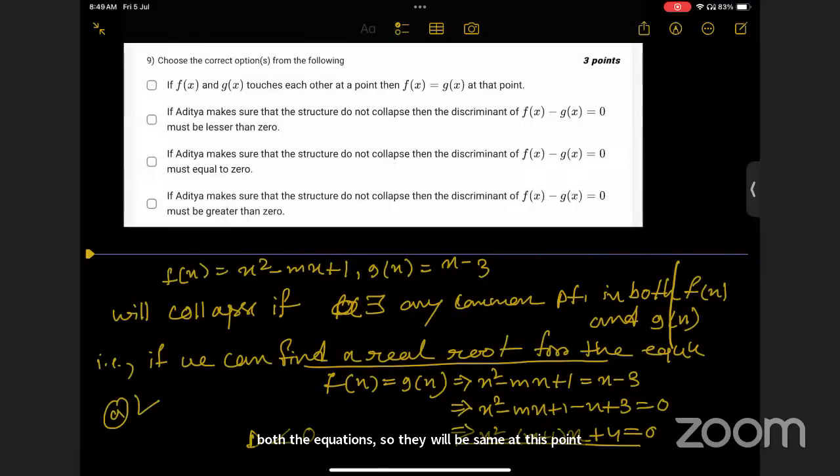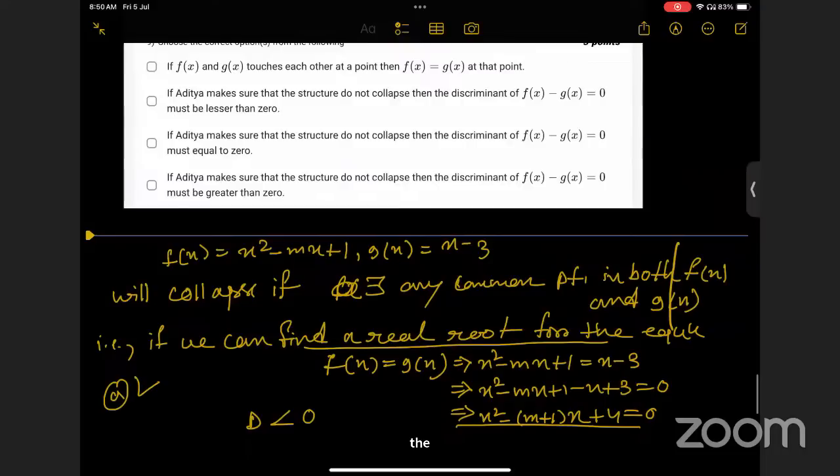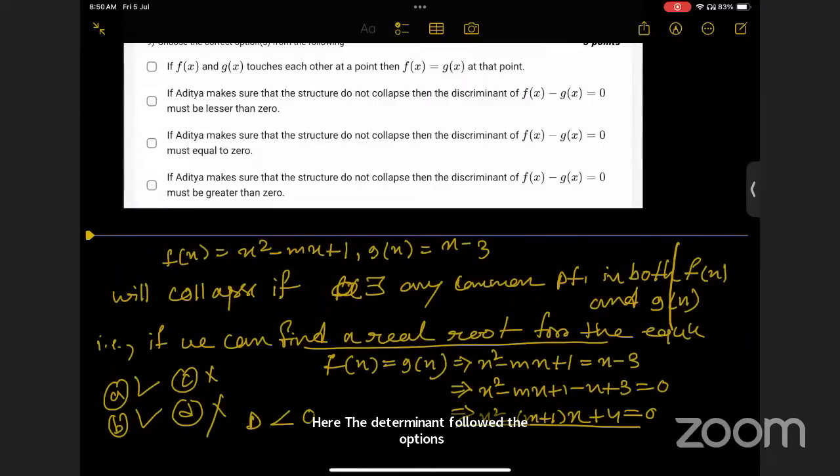Option B: if Aditya makes sure that the structure does not collapse, then the discriminant of this function will be less than 0. So this is also correct. Option C and option D are both incorrect. For option C, they said that the discriminant will be 0, and for option D, they said it must be greater than 0. If it is greater than 0, then we can find some real root. So only option A and option B are correct.